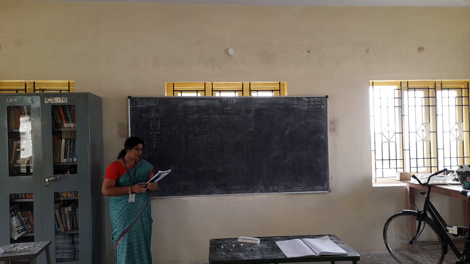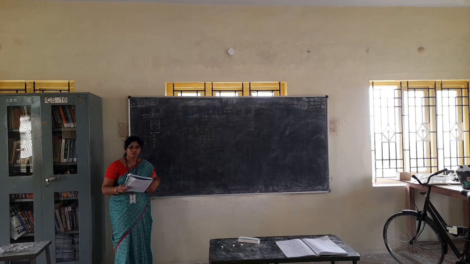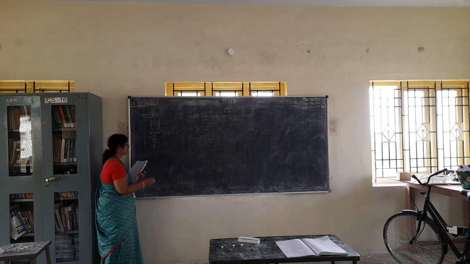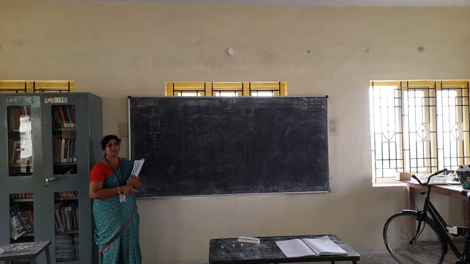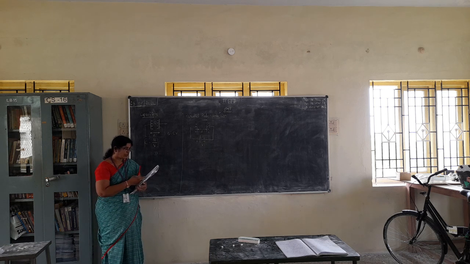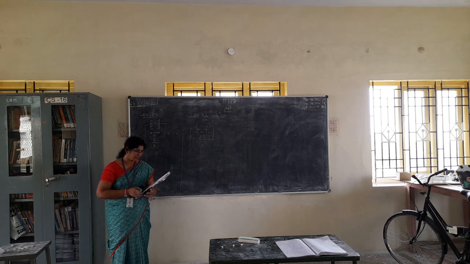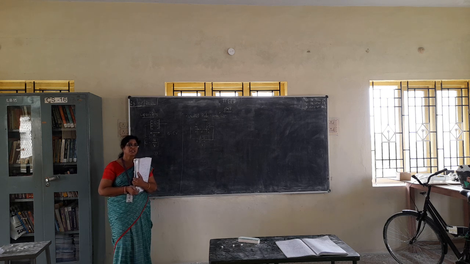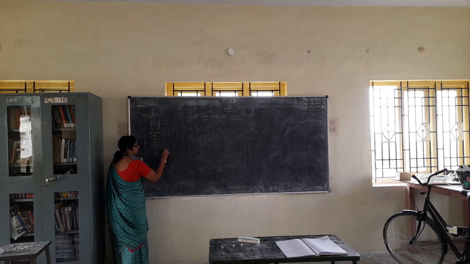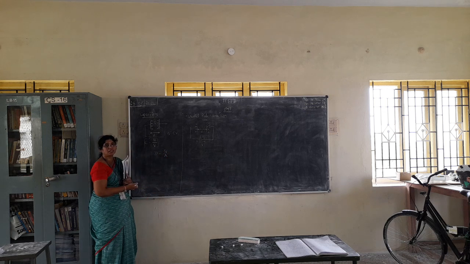Take note. A uniform electric flux density. Flux density. Flux density, what is it? Charge density is rho, flux density is D. A uniform electric flux density D over the plate is given by D is equal to Q by A.